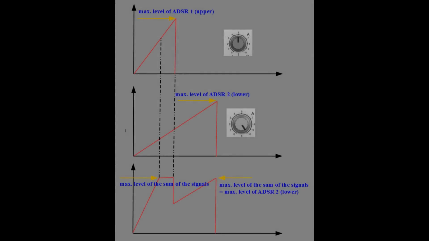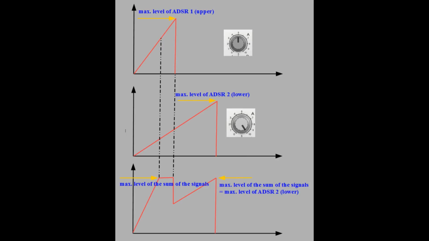Hey, that's kind of different from what I expected. Of course. I must not forget the fact that in the CV mixer, the levels of both incoming signals are added up. Therefore, the maximum level of the envelope is reached quite fast at the beginning, when both ADSRs deliver a rising attack signal, with both signals being added, so that neither of the two ADSRs has reached its individual maximum, but the summed output already has.